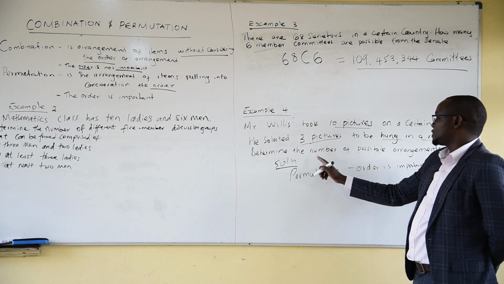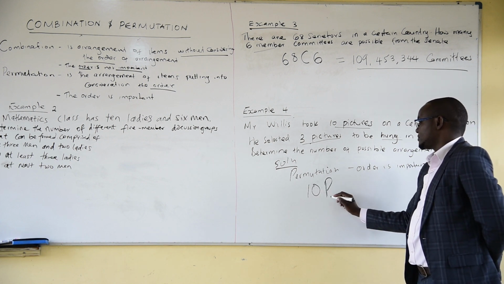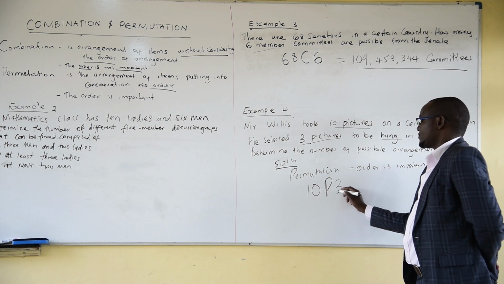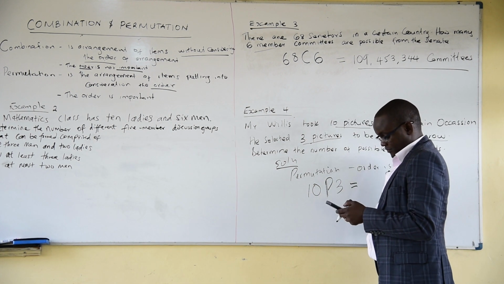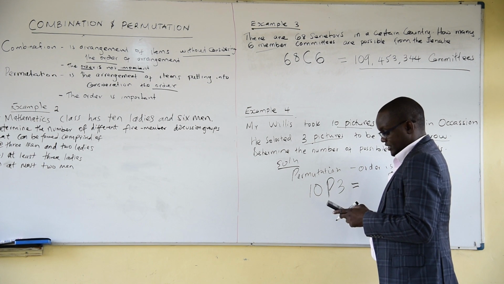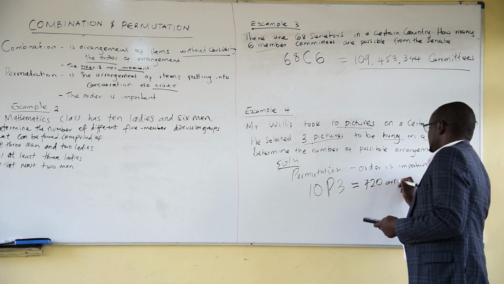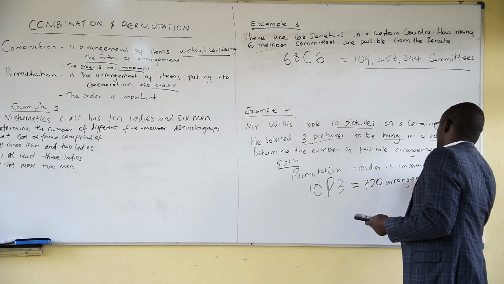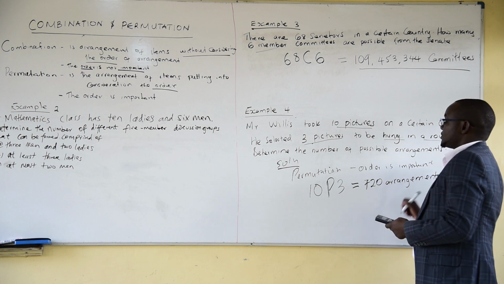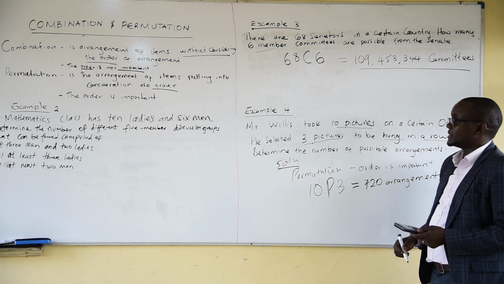So to do this, we just take 10 permutation 3. So we have 10 permutation 3, and this gives you 720 arrangements.